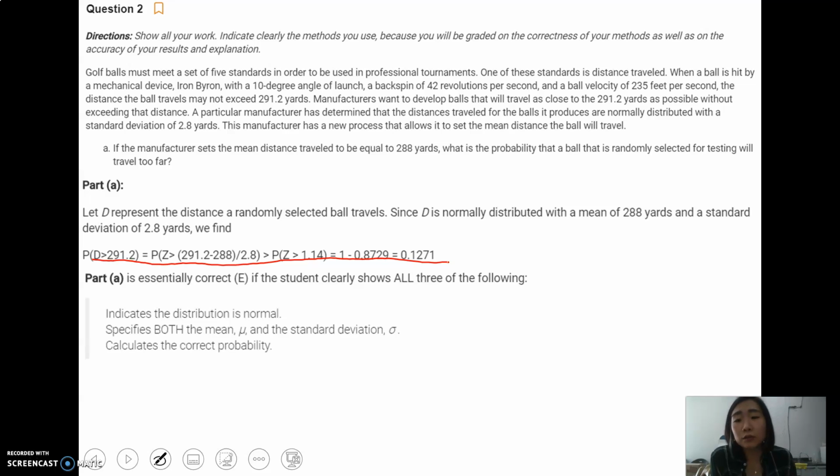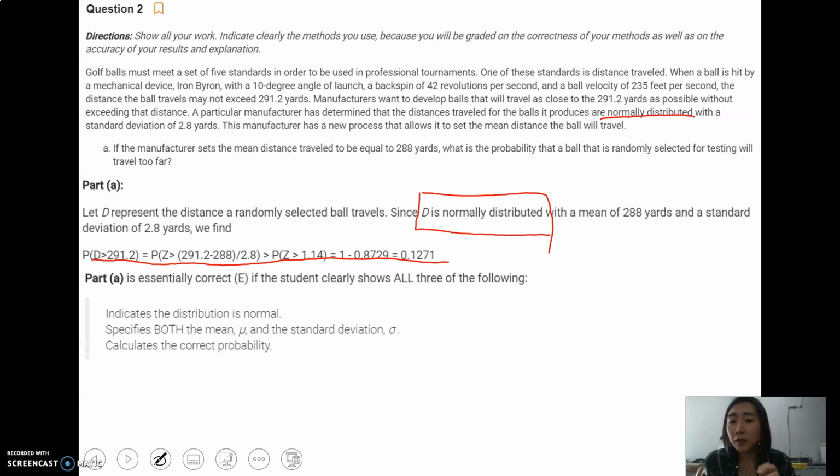So part A, I think almost none of you indicated that it was normally distributed. And I know the reason you didn't mention it is because in the problem it said normally distributed. But the problem with the AP statistics test is that it doesn't matter if your information is in the problem, if you don't restate it, if you don't write it out in your answer, they don't think that you understood the problem, or they assume that you don't know how to use that piece of information, so they don't give you any point for that.